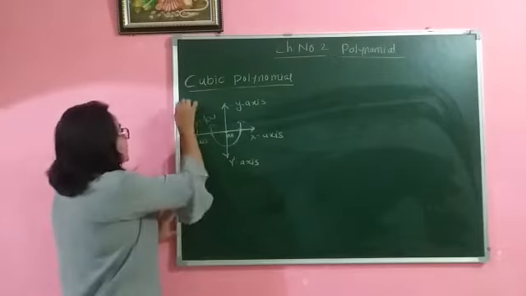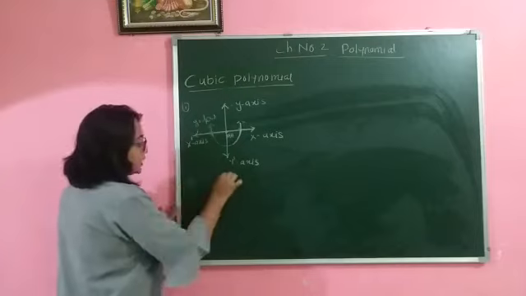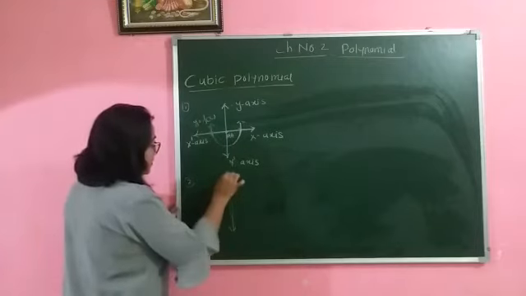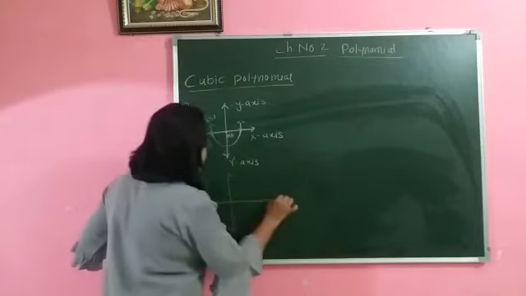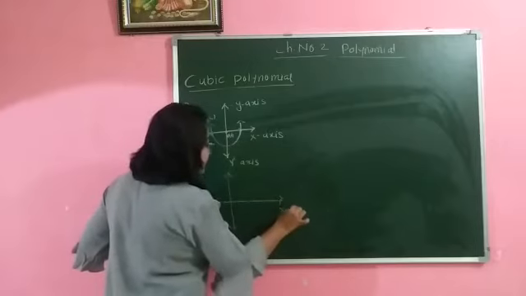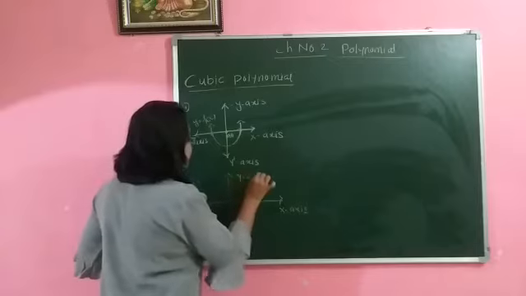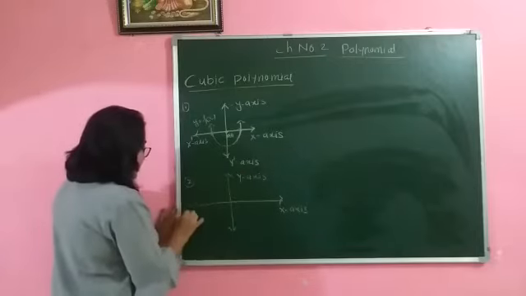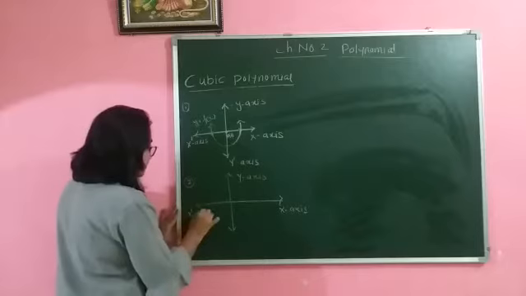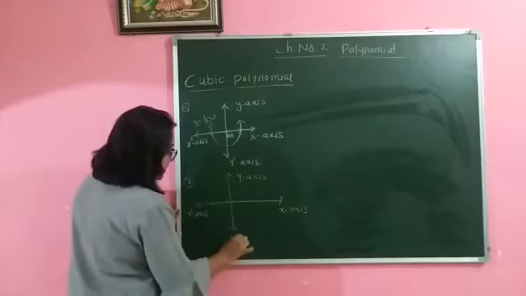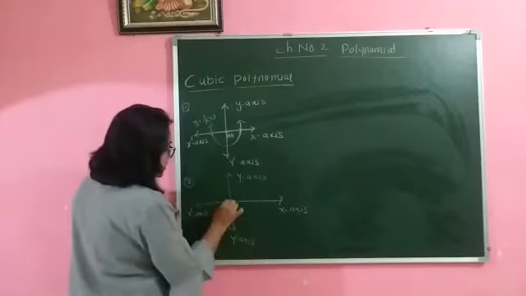Similarly, suppose this type of graph is given. Again this is the x-axis, y-axis, and this is the origin O(0, 0).